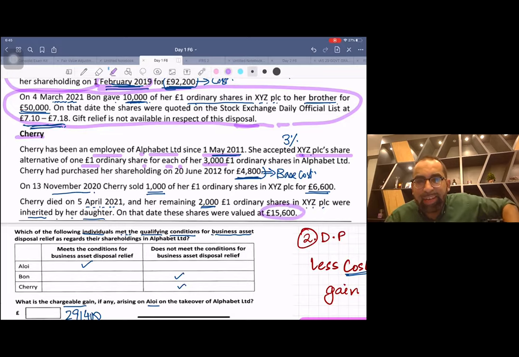Do you know this case of death? Do you remember the case of death I told you? At the time of death, if you transfer any chargeable asset, there is no CGT application, and the market value at the date of death will be the base cost of shares for the daughter, right? Remember? Okay. So now let's calculate what they are asking. Read this requirement.